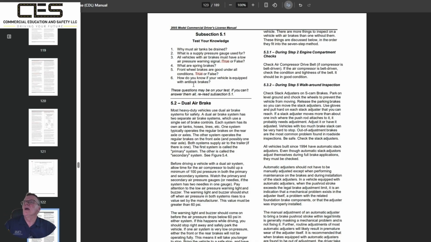Yes. How do you know if your vehicle is equipped with anti-lock brakes? Give you a second. How do you know your car has anti-lock brakes? Remember those lights that come on and go off? If it's on the trailer, you'll look on the left side and it'll come on and go off there too, right? That's how you know you have ABS.